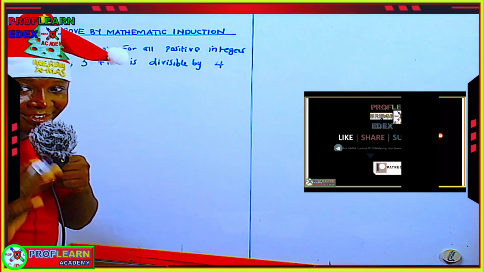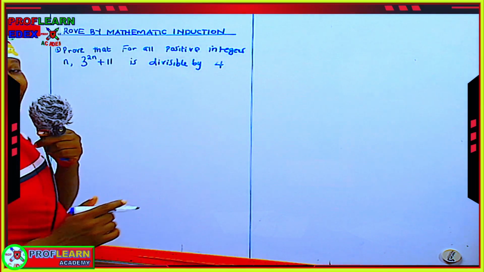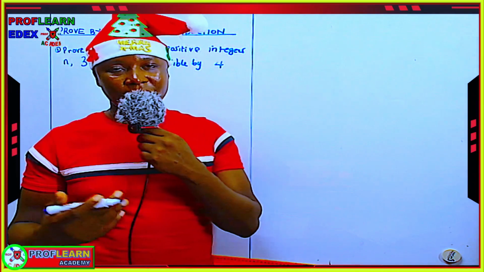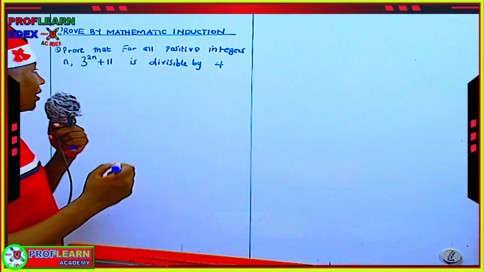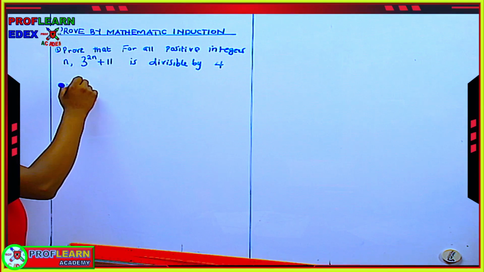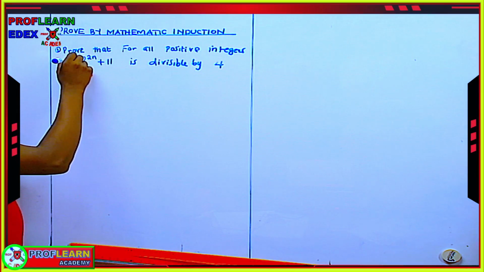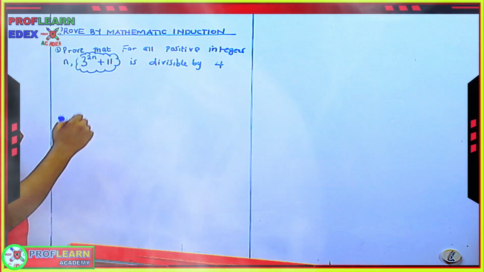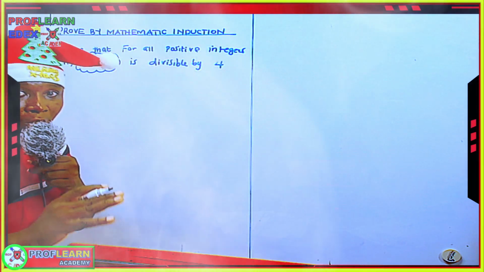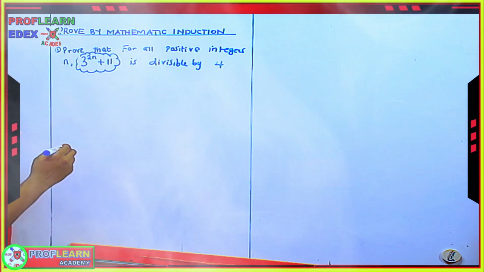If that is true, then it will mean that you can show by mathematical induction that the statement is true. So let me just show you the different steps you're going to follow in order to score that. Now, in this expression, we want to show that it is divisible by 4 for all positive integers.